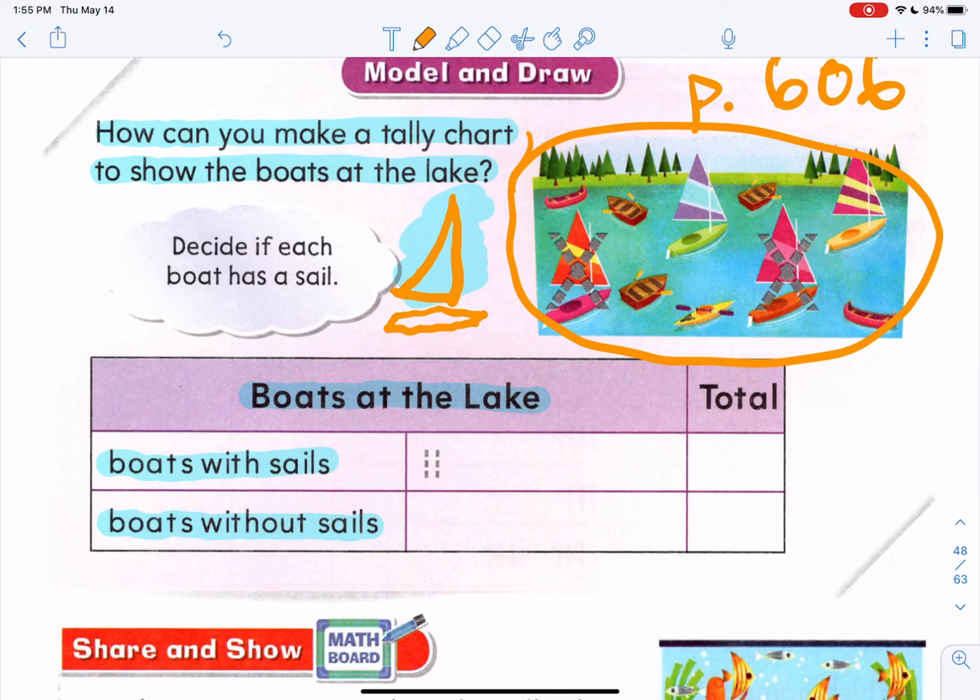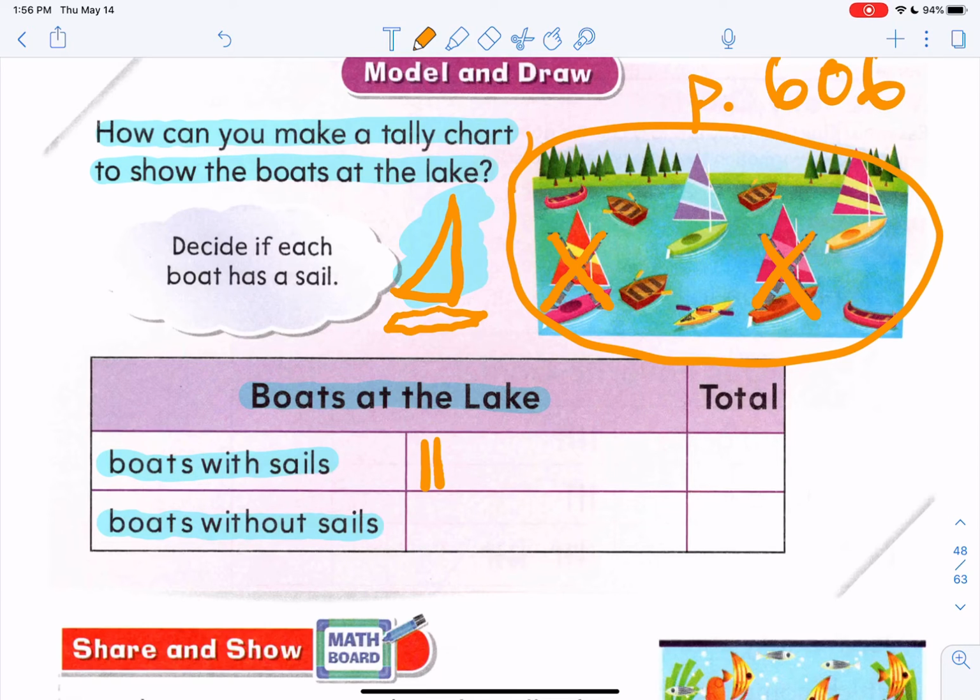Okay. This boat here has a sail. Cross it out with your pencil. And then make one tally mark. Now, they did another one. Look at this. Cross this one out. It has a sail. And make a tally mark.